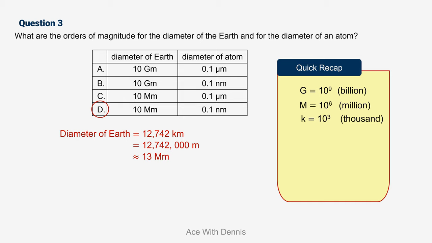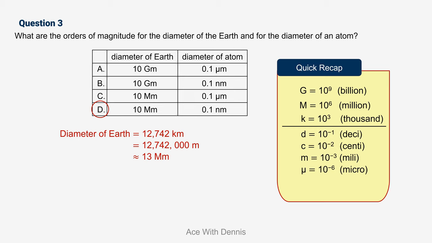Now, how about the diameter of an atom? Let's have a quick recap for the smaller values. We start with deci, d, which is 10 to the power -1, centi, c, which is 10 to the power -2, milli, m, 10 to the power -3, micro, mu, equals 10 to the power -6, nano, n, 10 to the power -9, and pico, p, 10 to the power -12.